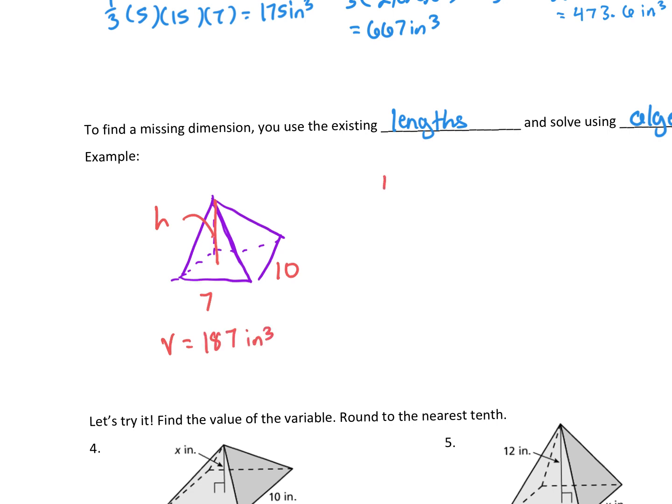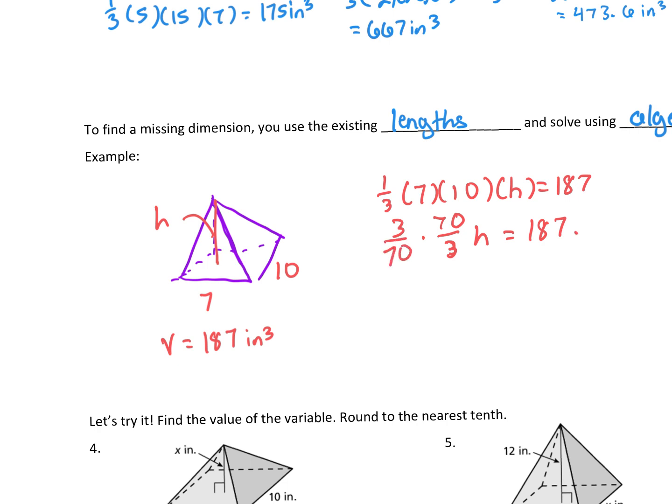We put it into our formula, and let's say the volume is 187 inches cubed. So 1/3 times 7 times 10, and I don't know what the height is, so we're just going to put h for height, equals 187. If I multiply 7 and 10, this is 70/3 times height equals 187. So if I multiply both sides by 3 over 70, the height is then, this cancels out, and this gives us 8 inches over here.